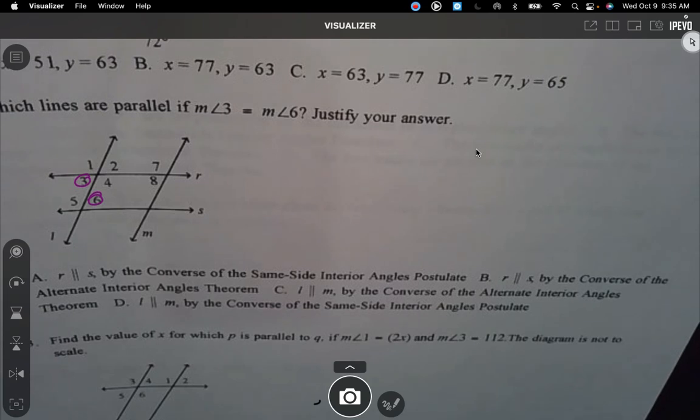Okay, they are on line L, but it's asking which two lines are parallel. We don't know anything about line L being parallel. What we do know is these two lines, R and S, are parallel. So I'm looking for, okay, that one says R and S are parallel, and B says R and S are parallel. What type of angles are 3 and 6? They're alternate interior. So which one is my answer? B. Okay.